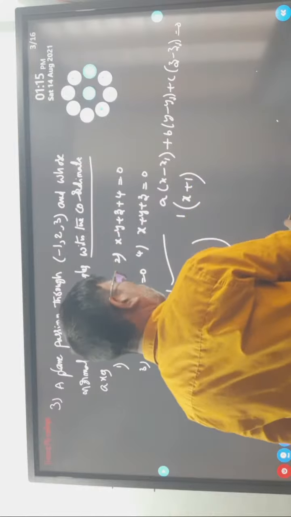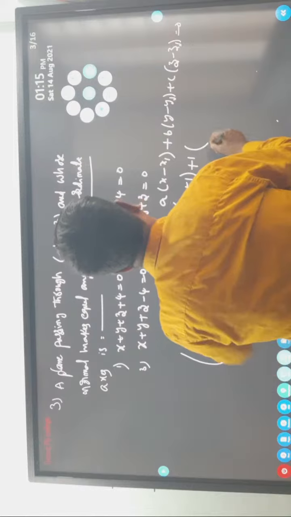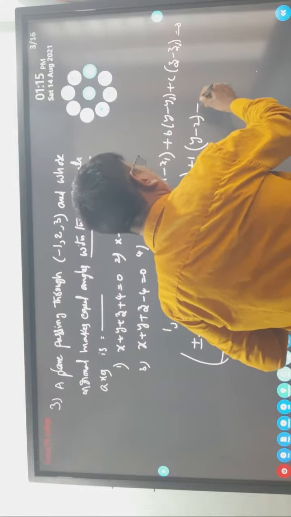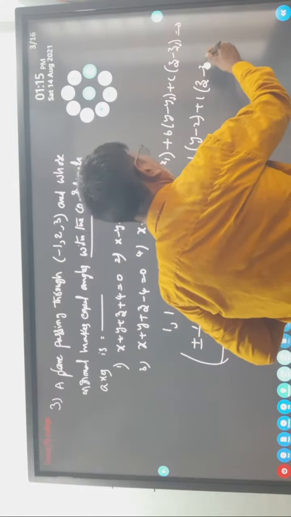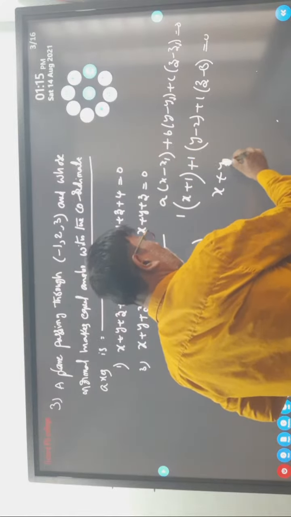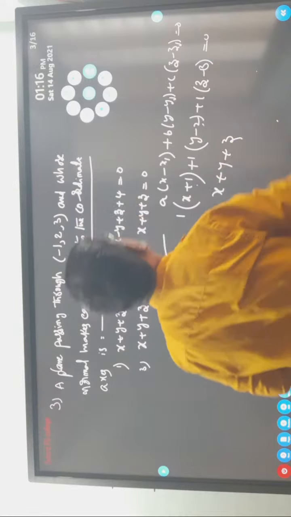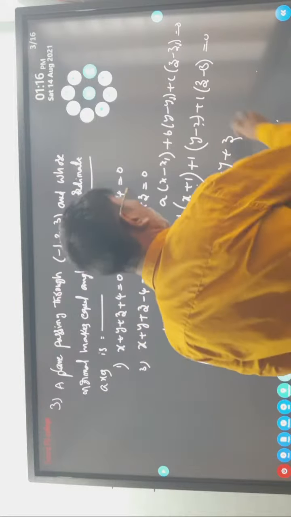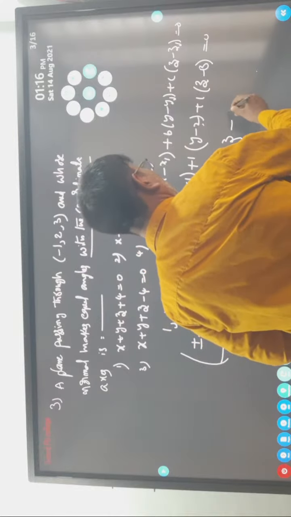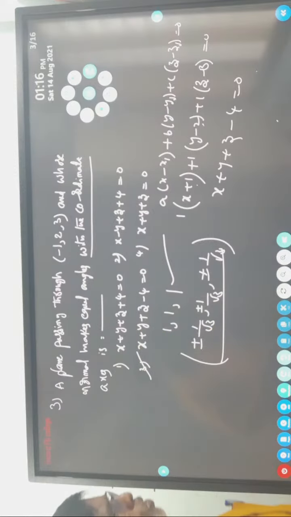So apply that formula: 1 into x plus 1, 1 into (y minus 2), 1 into (z minus 3). On simplification, x plus y plus z, 1 minus 2 minus 1 minus 1 minus 3 minus 1, minus 1 minus 3, that is minus 4. Check the answer, which is the correct option. This is the correct option.